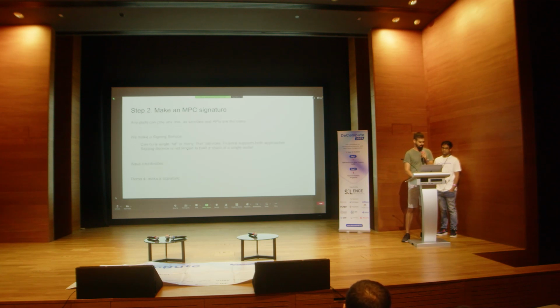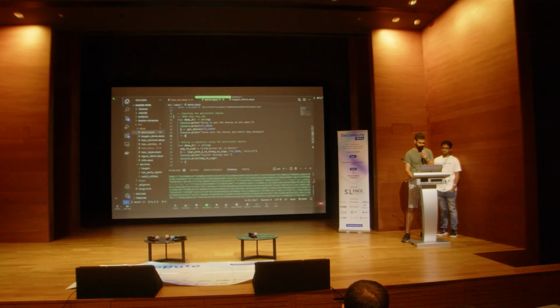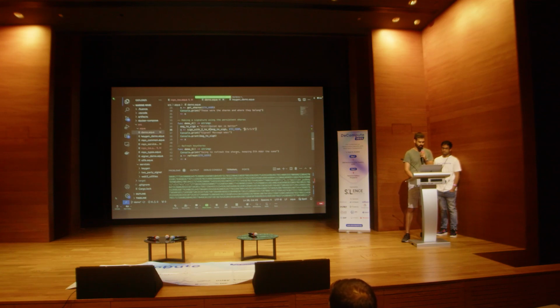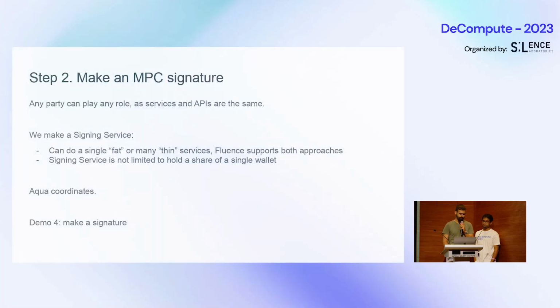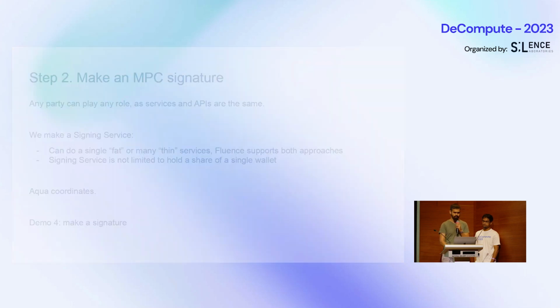So let's take a look at the signature creation. We have here the message to sign, the Ethereum address, and the derivation path. Let's use it, and hope that it will sign everything. So we have the signature here. We have some logs. It also works and is quite fast. So Aqua coordinates MPC signature creation as well.